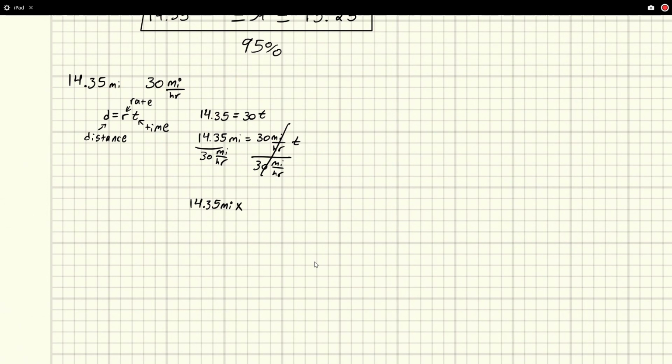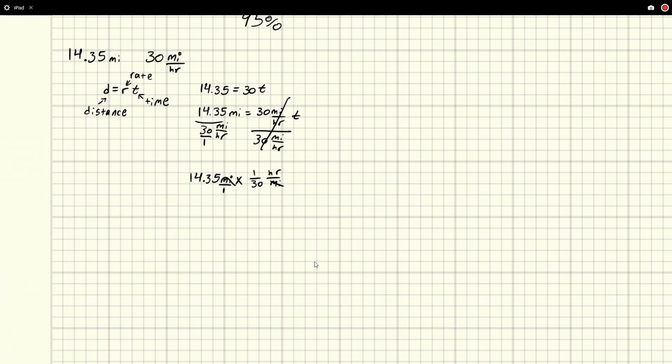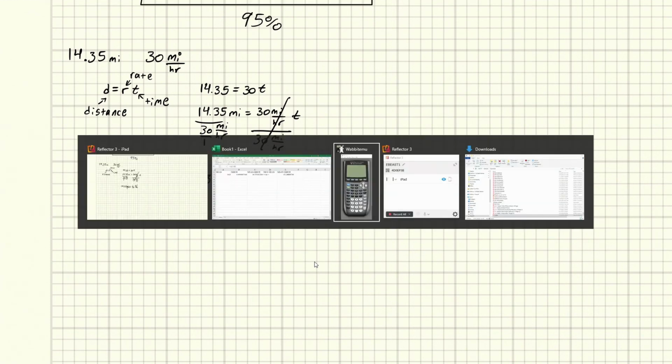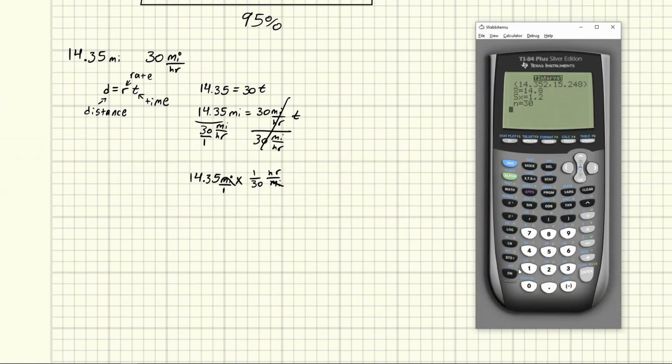So what we do is we take this and multiply by the reciprocal. 30 is 30 over 1. So the flip side is 1 over 30, and it's hours per mile. And this is really like miles over 1. So these cancel, and we're left in just hours, which makes sense. We should only have time left. And it becomes 14.35 divided by 30, because when you multiply, the 14.35 will come up to the top. And so let's go ahead and find that.